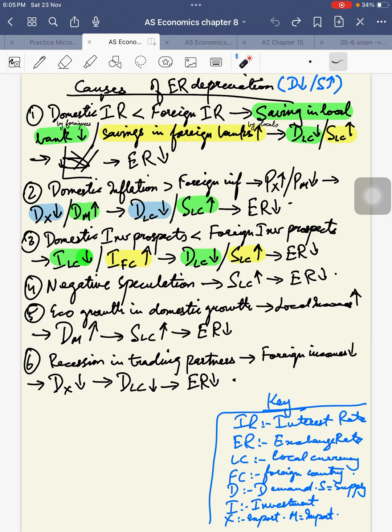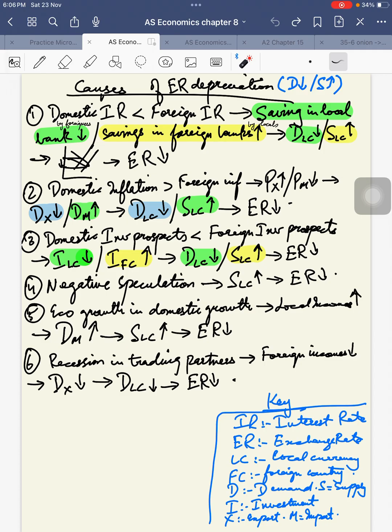Number 2, economic growth also means more production of goods and services in the local country, which means more demand for raw materials and more demand for capital goods, which may be imported from abroad. Both mean that there will be an increase in the demand for imports as a result of economic growth, which means the supply of the local currency will rise, which will cause the exchange rate to depreciate.